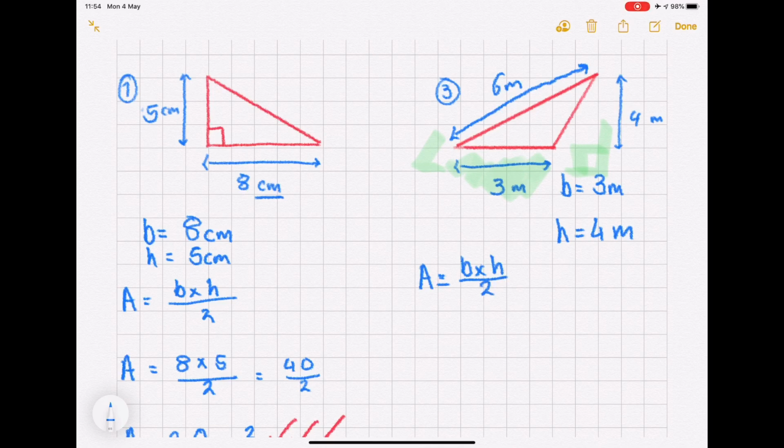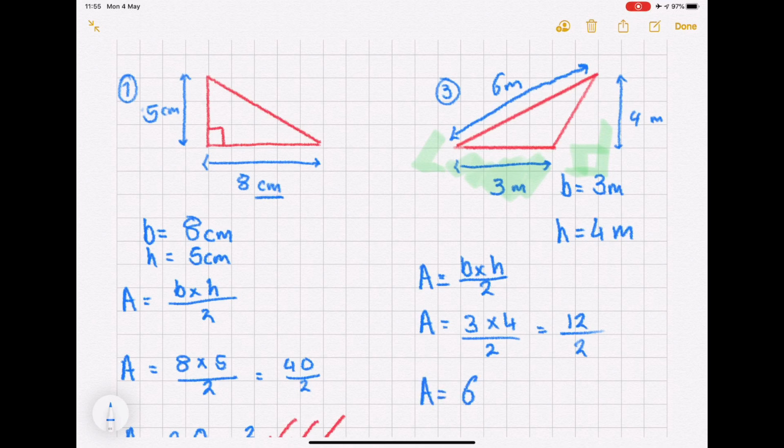Now let's write out our formula for area of a triangle. So area equals base times by height divided by 2. Now let's substitute in our numbers. So area equals 3 times by 4 divided by 2. Now let's do that top multiplication. So 3 times by 4 is 12 and we keep it over 2.